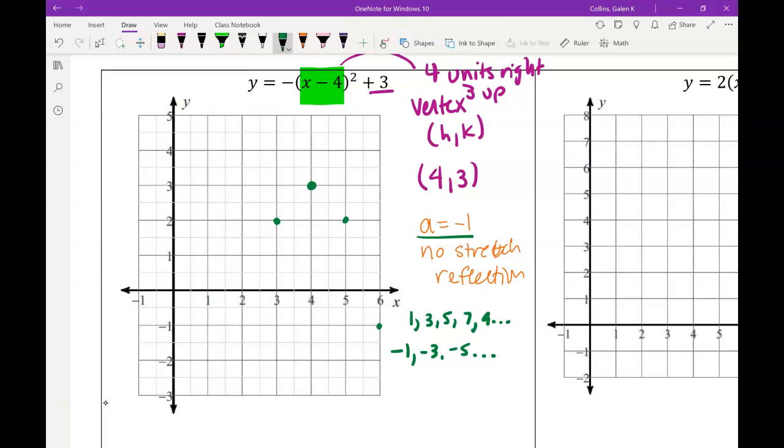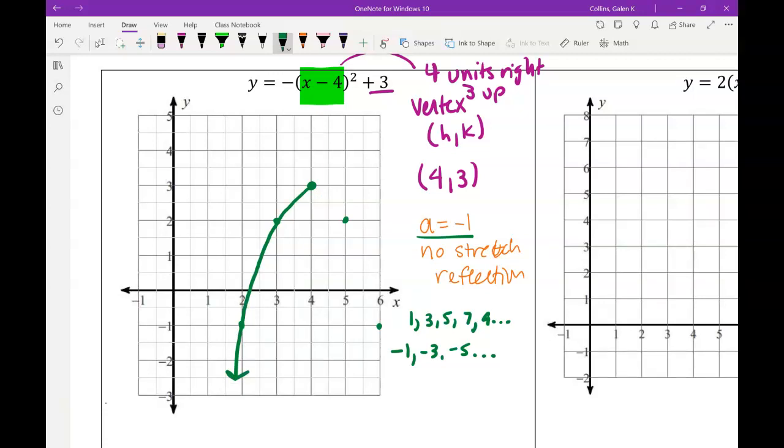So again, this is kind of like a recursive rule, the -1, the -3, -5, a recursive rule to graphing. And then I'm just going to graph my parabola. It should be concave down because of the negative.